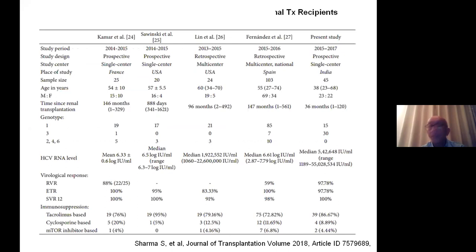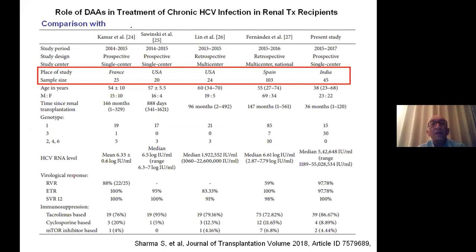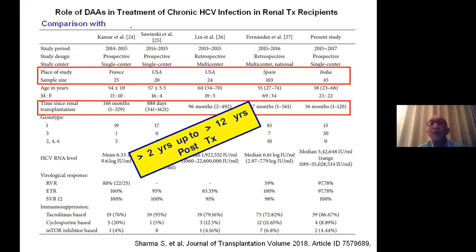In this Chinese study by Sharma, he compared it to other available studies worldwide, in the United States and in Europe, and he compared his evaluation with various studies in these areas. The onset of treatment was more than 2 years and up to 12 years after transplantation. So this demonstrates that we should not leave the patient, even if he was not diagnosed previously, or if he developed a de novo HCV infection after transplantation, he is still a candidate for direct acting antiviral treatment, regardless of the timing of transplantation.